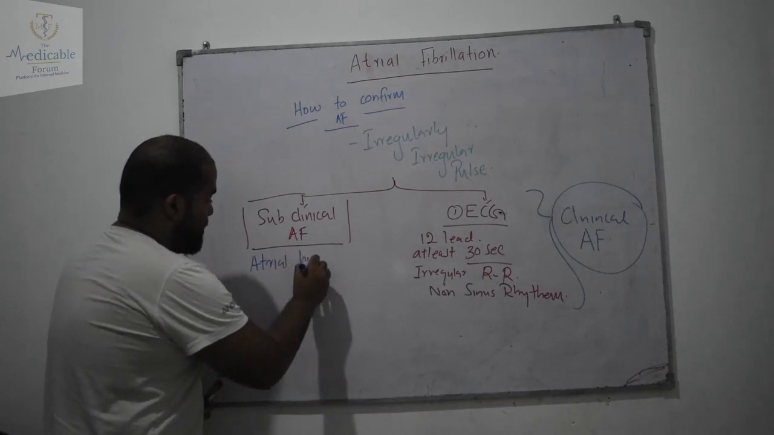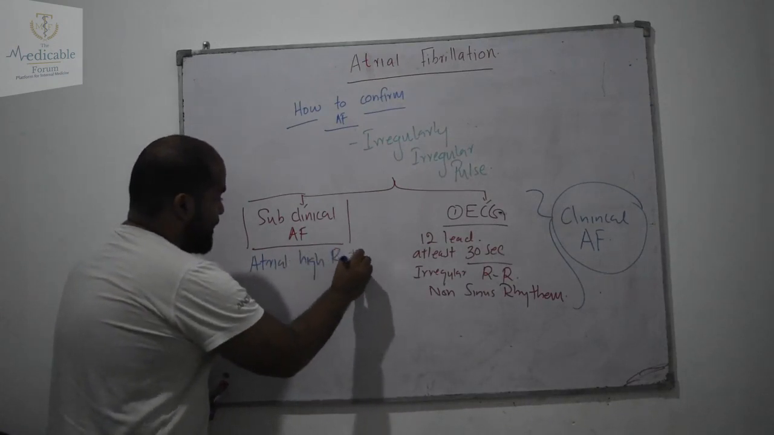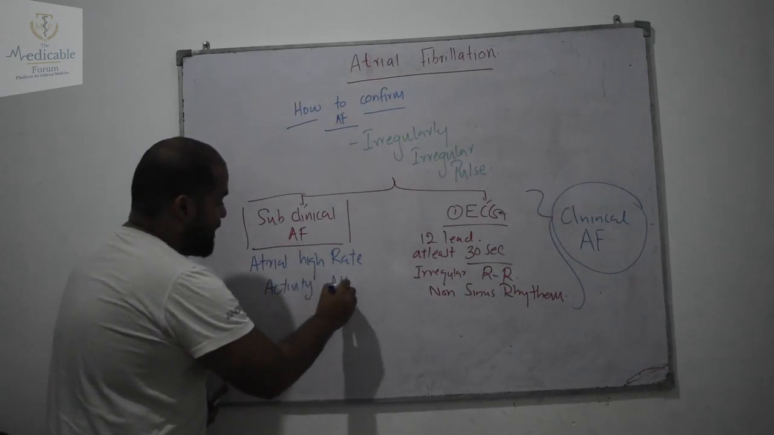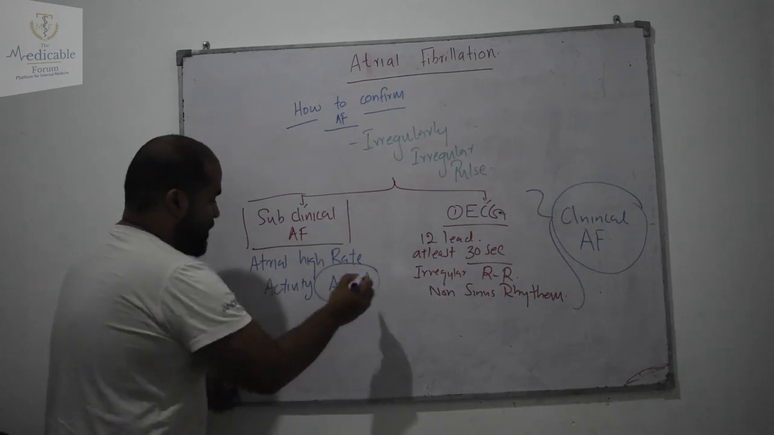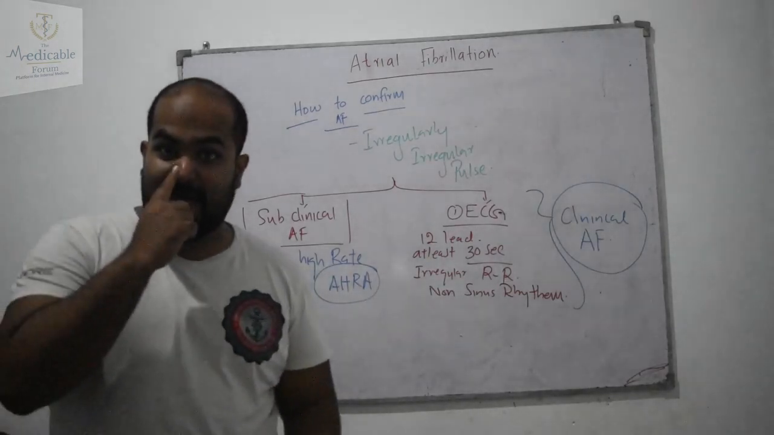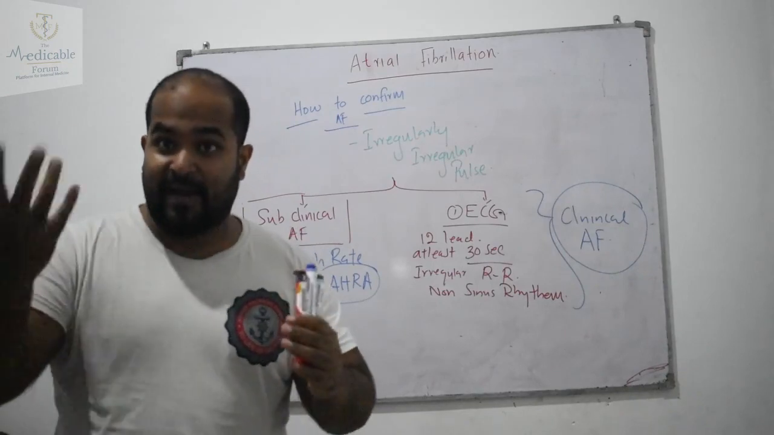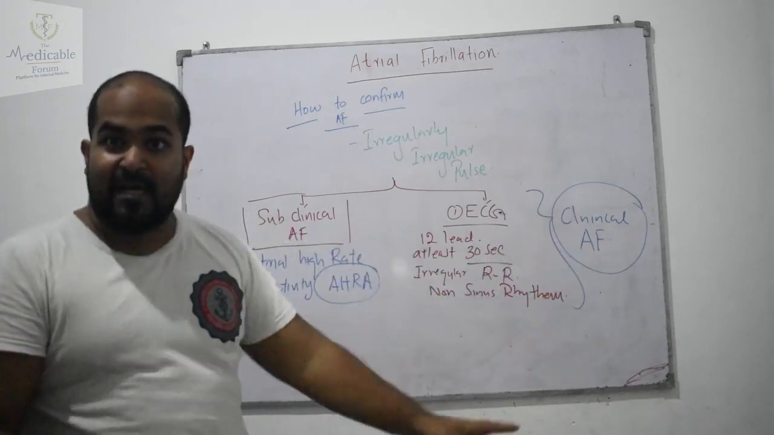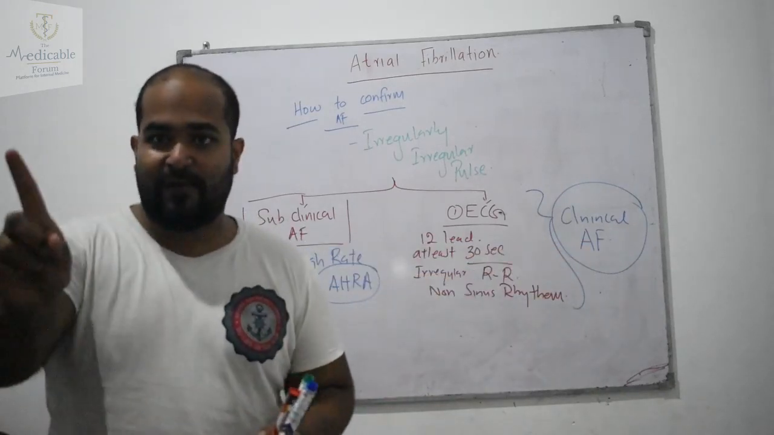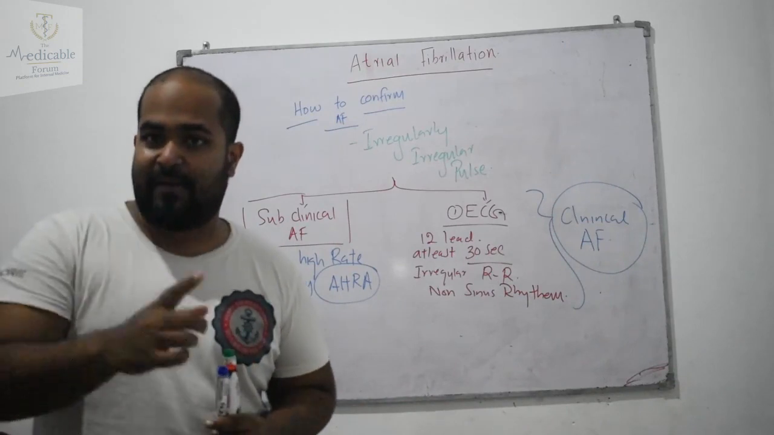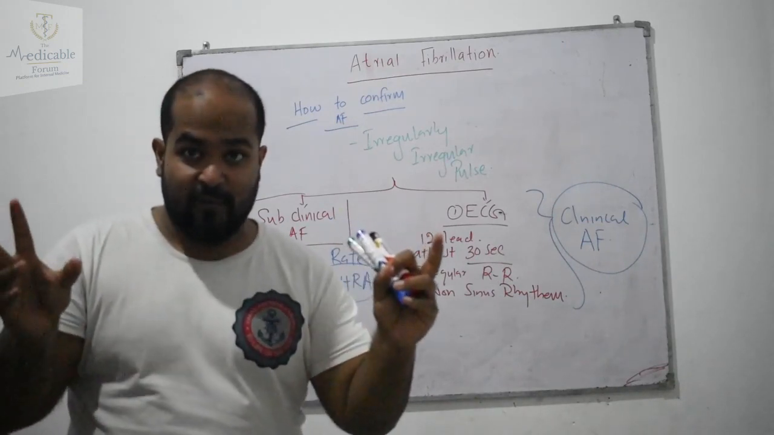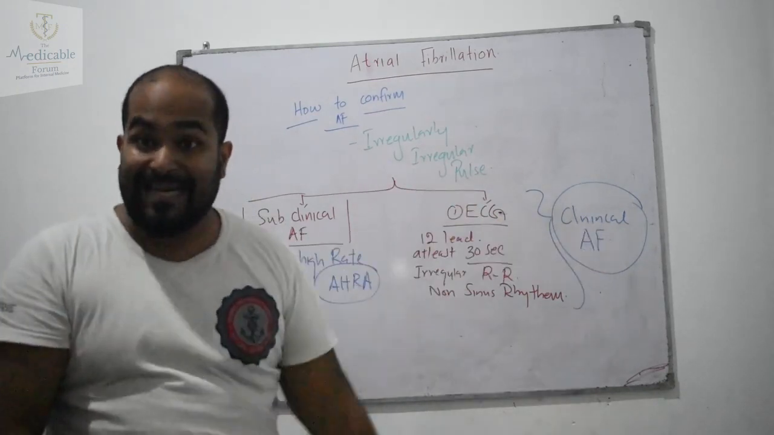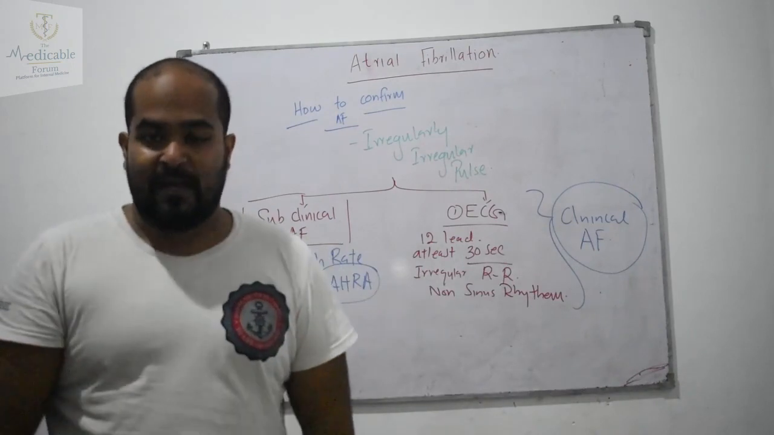atrial high rate activity. It's called AHRA. Okay, they can detect atrial high rate activity. Now if they detect atrial high rate activity and then you take an ECG and there is no AF in ECG, now that is called a subclinical AF and you don't have to treat it. Now that is called atrial high rate activity. So these are the two terms which you have to be thorough with: atrial high rate activity, which is a subclinical AF, and the clinical AF where your ECG shows diagnostic features.